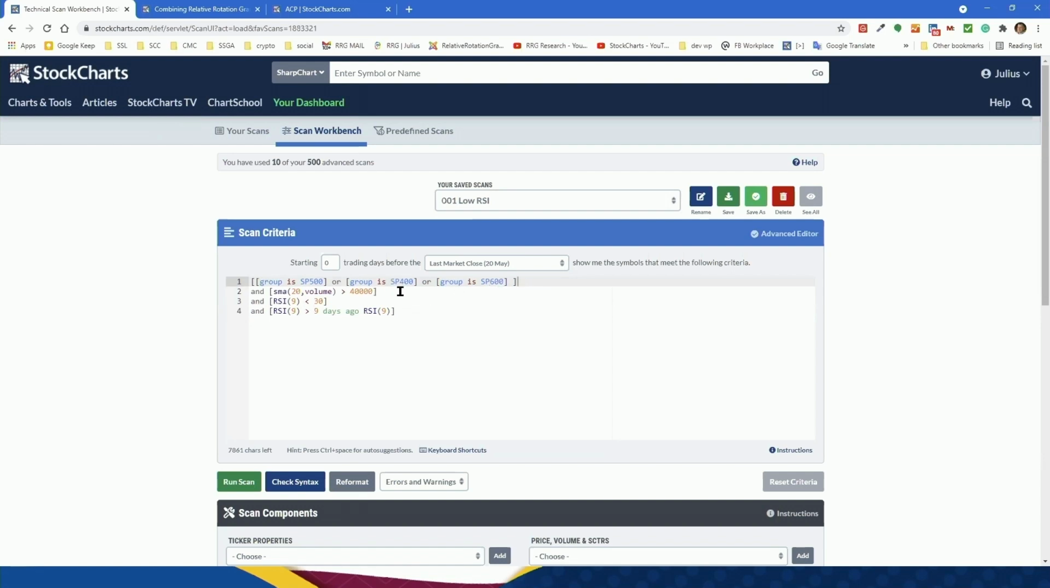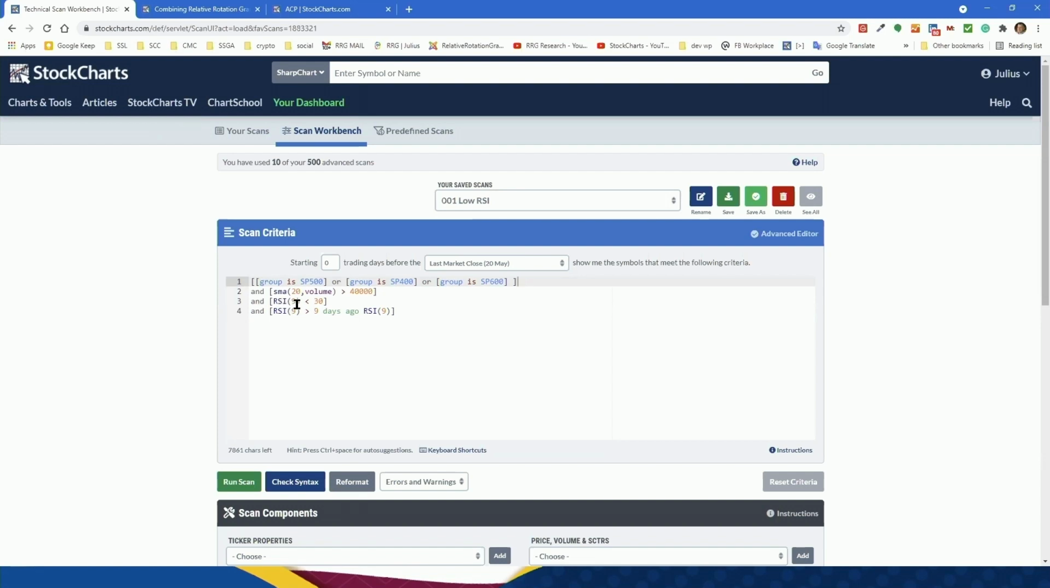Then we also want stocks that have a decent daily volume. So we're looking for stocks of which the 20-day moving average of volume is above 40,000. That gives us a bit of a lower threshold in terms of turnover. And then the actual rules of what I'm looking for are quite simple. I'm looking at the RSI over 9 periods.